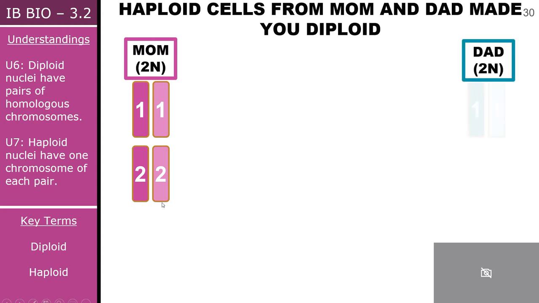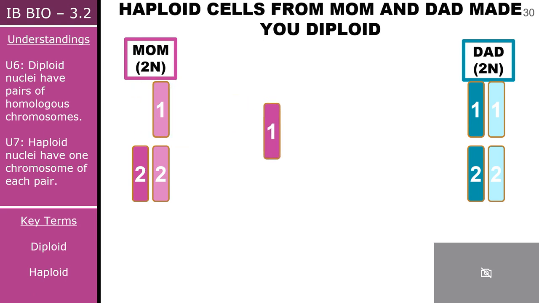So dad is going to have the same thing. Dad is also diploid, so he has his own different homologous pair of chromosome 1 and his own different homologous pair of chromosome 2. So what mom and dad did is mom donates one of her 2 chromosomes, one of her 2 homologous 1 chromosomes.